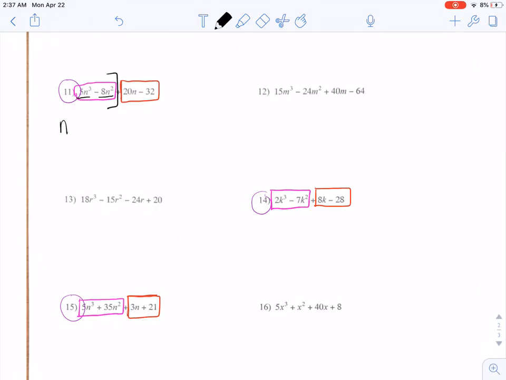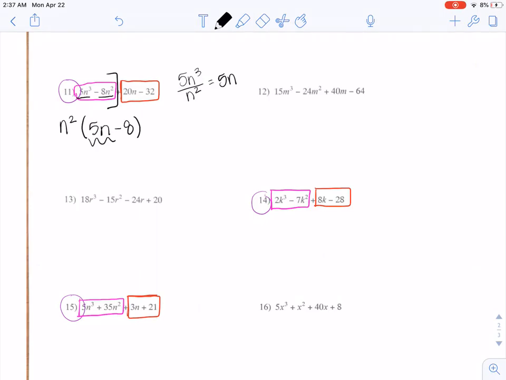Well, I recognize that I can take an n squared and I will have a 5n minus 8 left over, right? If I take an n squared from 5n cubed, well, 3 minus 2 is 1, so I have 5n, and that's how I get this term here. And then I do the same thing with my negative 8n squared, okay?